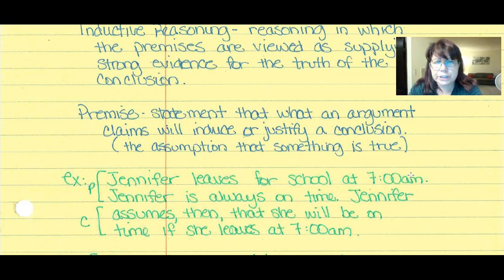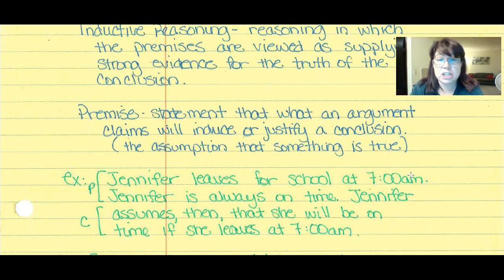Now, if she's on foot, generally there's not much that can get in our way when we're walking. So, yeah, I would say that's a pretty strong statement that she'll be on time if she leaves for school at 7 a.m. But if she rides a bike, maybe she gets a flat tire. Maybe something happens on the way, she falls down or something. It's a possibility that she'd be late.